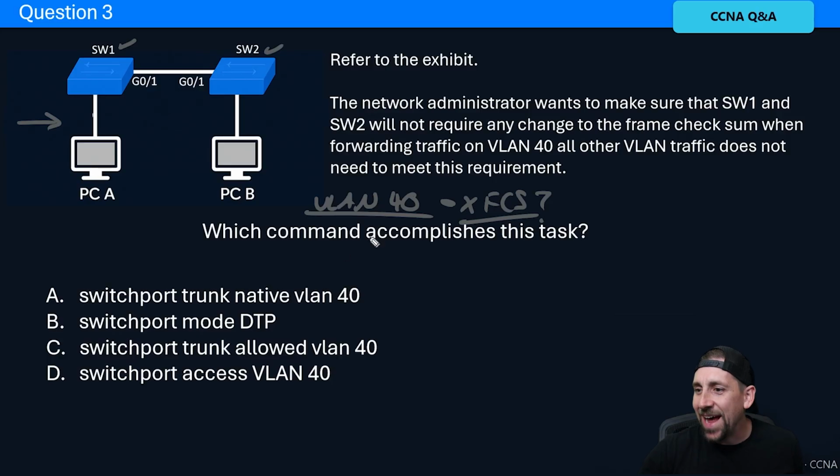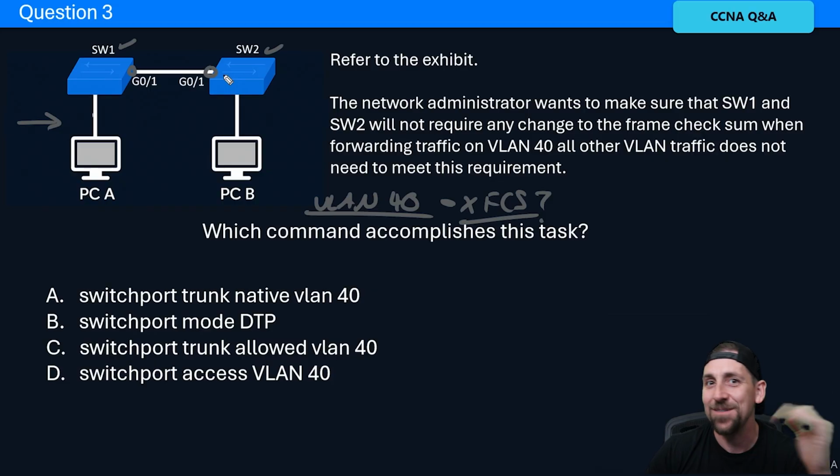So which command accomplishes this task? What am I trying to do between switch 1 and switch 2? So if I say switchport access VLAN 40, so if I put G0 and G1, right, let's say we need VLAN 40 to be forwarded. So now this is really interesting. I said all other VLAN traffic does not need to meet this requirement. So if I say switchport access VLAN 40, that means that actually all the traffic between G0/1 on switch 1 and G0/1 on switch 2 are all going to have to be VLAN 40.